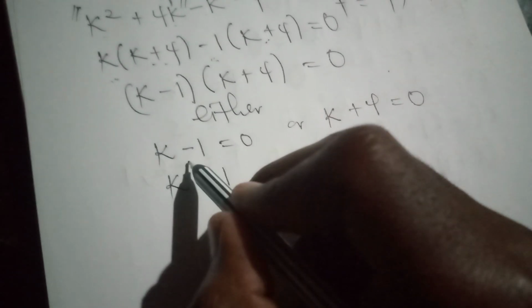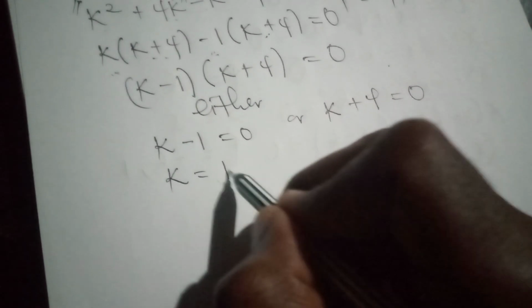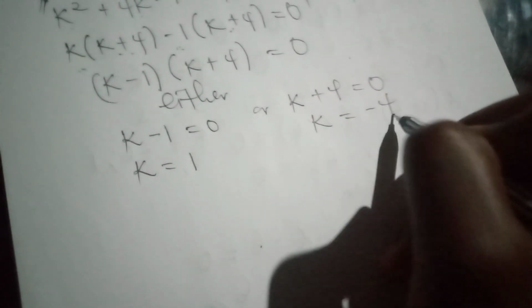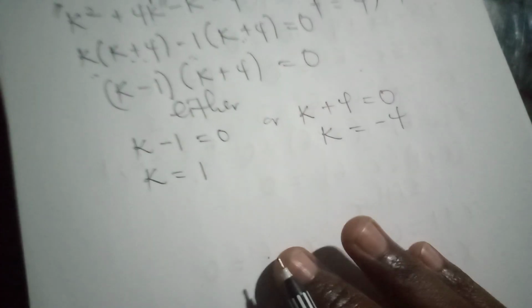So that is either k - 1 is equal to 0 or k + 4 is equal to 0. So k is equal to 1, when this negative crosses the equal sign to become positive 1. So k is equal to -4 because it has crossed the what? The equal sign symbol.